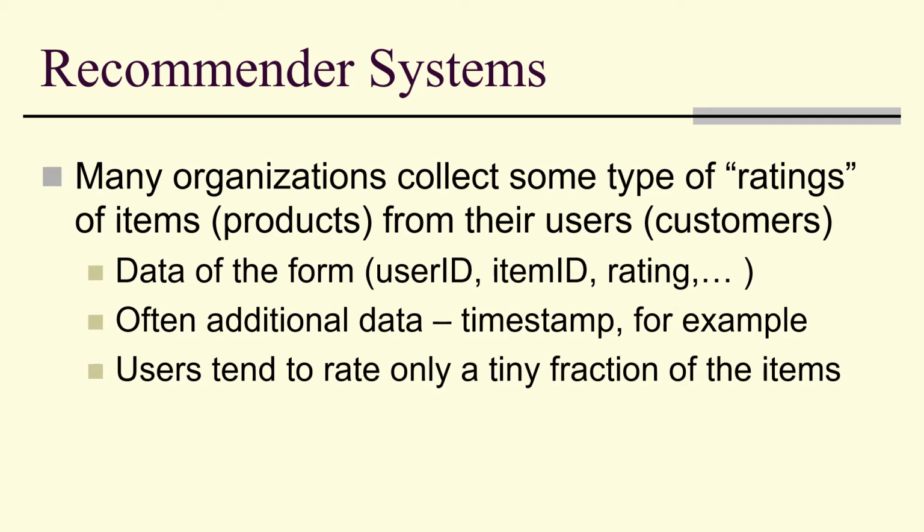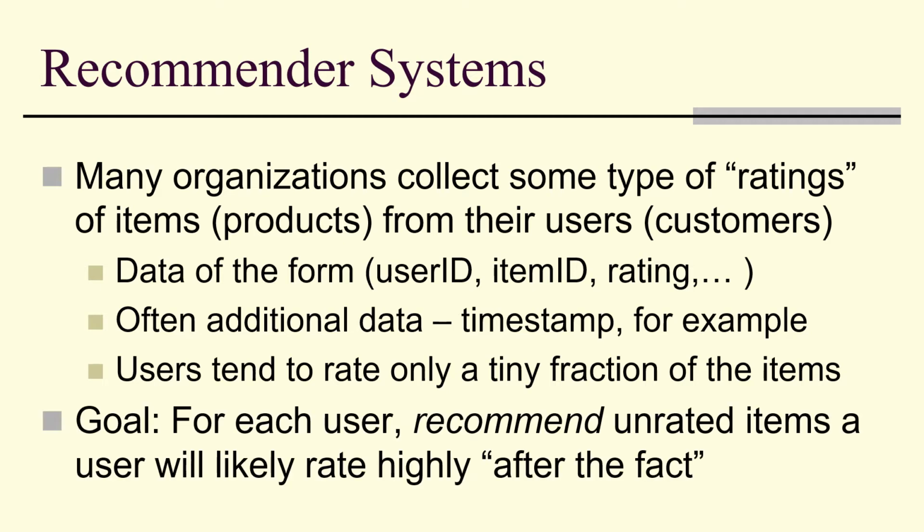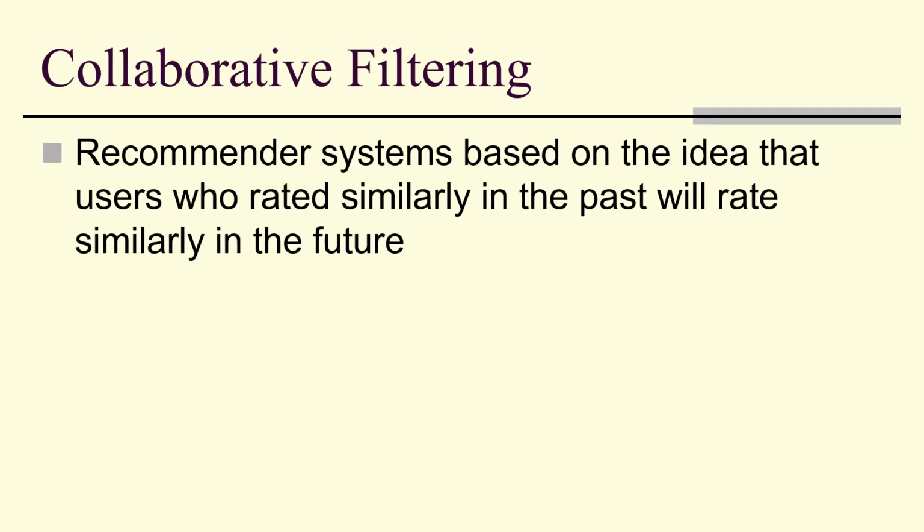Users tend to rate only a tiny fraction of those items being offered by the organization. The goal then is, for each user, to recommend unrated items a user will likely rate highly after the fact. In other words, once they have them, they'll really like them. Collaborative filtering comes from the fact that recommender systems are based on the idea that users who rate similarly in the past will rate similarly in the future. This is actually the assumption we use for a collaborative filtering approach to recommender systems.